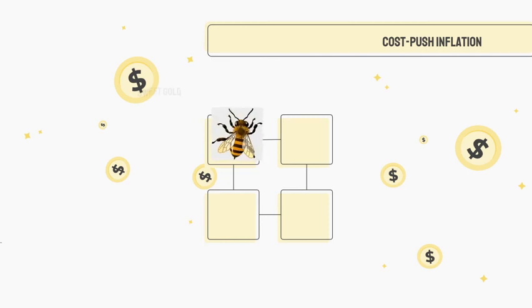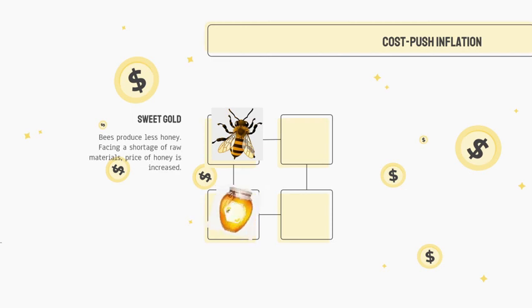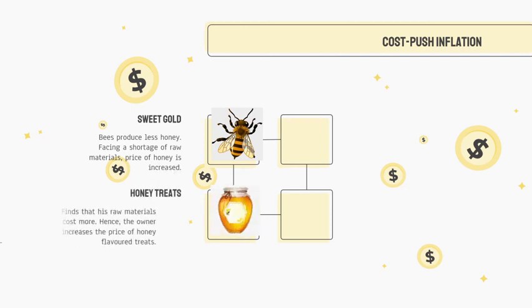Suppose that one fine day, the owner of a honey-producing firm, Sweet Gold, finds that his bees are producing less honey every day. His immediate response is to revise the market price of his product. The next day, he mails his business partner, Honey Treats, that he has increased the price of his honey. The owner of Honey Treats immediately raises the price of his product, the honey-flavored snacks.